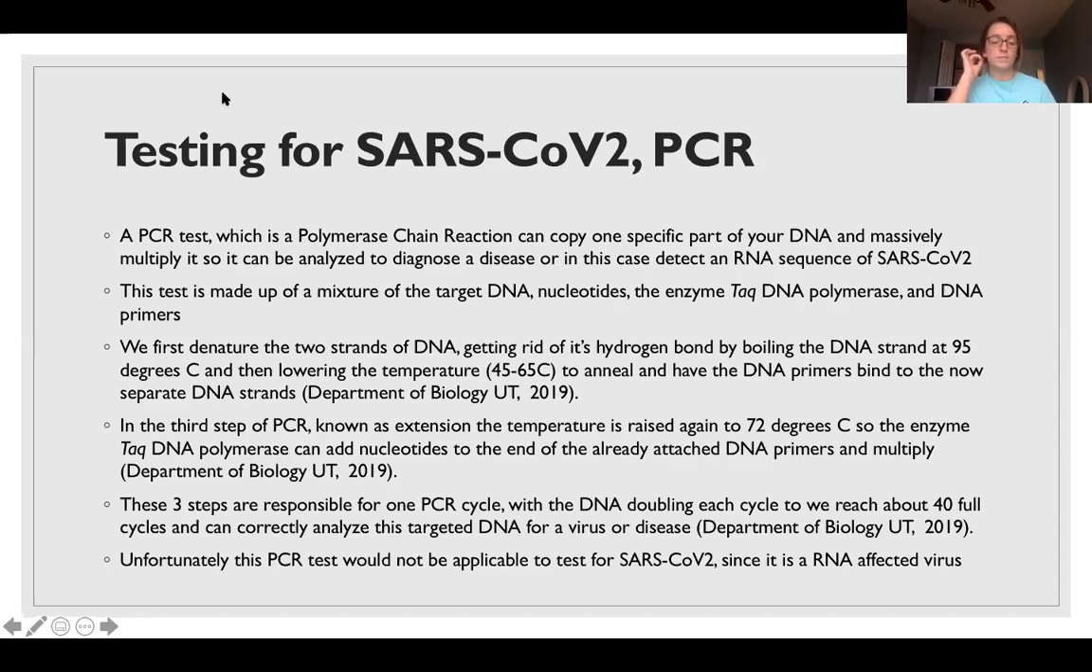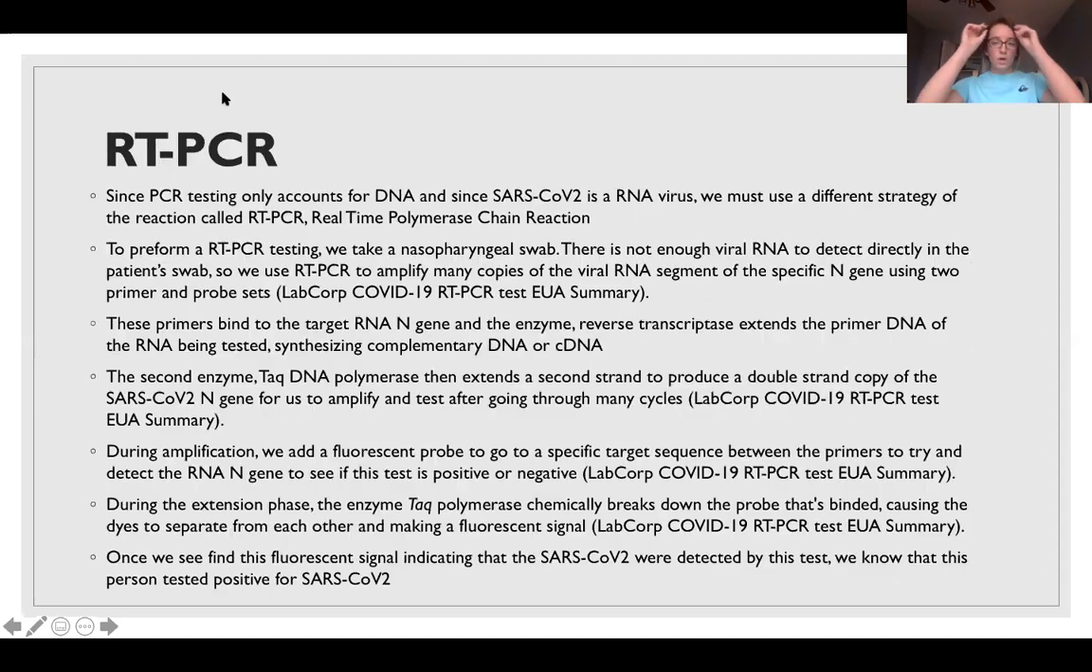Unfortunately, this PCR test would not be applicable to test for SARS-CoV-2 because it's an RNA virus, and PCR specifically focuses on DNA strands. So what we do use is something called an RT-PCR test. PCR only accounts for DNA, and since SARS-CoV-2 is an RNA virus, we must find a different strategy, called RT-PCR, which is real-time polymerase chain reaction.